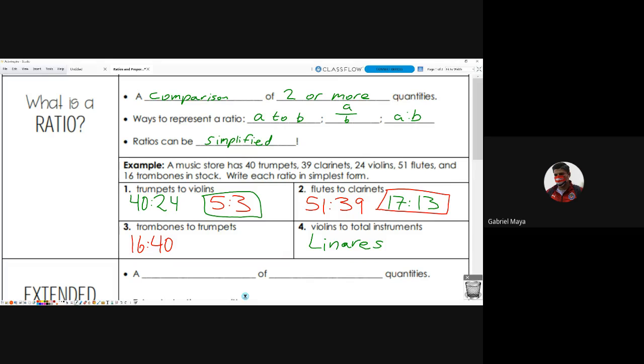Say it one more time, please. It's simplified to 2 to 5. Okay. Let's see if that is correct. Let me write this a little smaller so I can box the answer later. Okay, 2 to 5. Divide both sides by 8. So 16 divided by 8 gives us 2. 40 divided by 8 gives us 5.